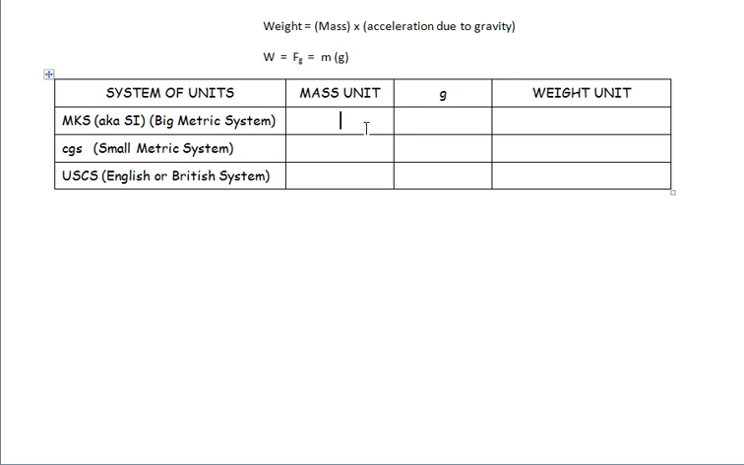In the first of these systems of units, the mass is measured in kilograms, and g in that system would also be in big metric units, so that's 9.8 meters per second squared. The unit for weight in the big metric system is the same as the unit for any other force in the big metric system. That's the Newton, which is symbolized as capital N, and which is equal to a kilogram times a meter per second squared.